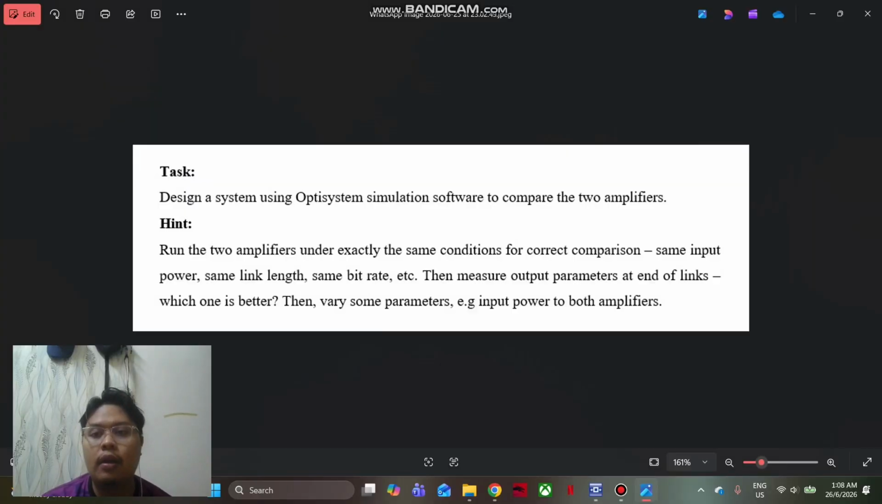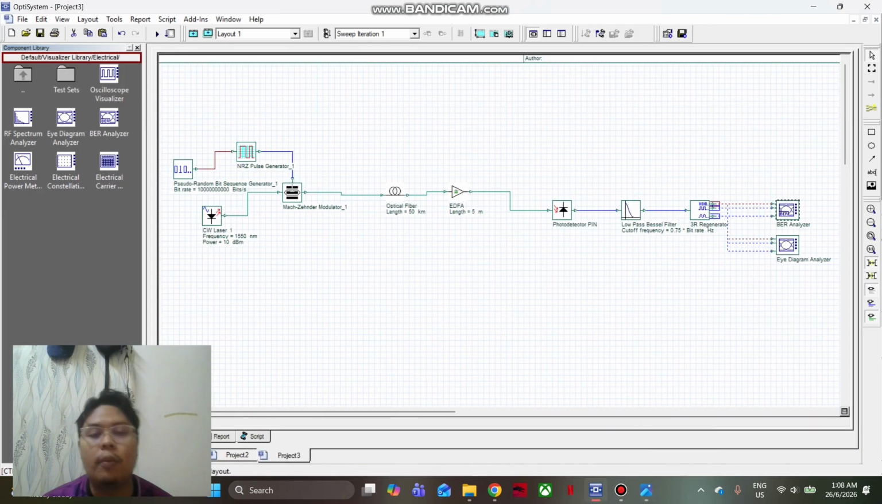Okay, now I want to explain how to design a system using OptiSystem simulation software to compare two amplifiers, which are EDFA and SOA. Now we open OptiSystem. This is the circuit for EDFA.